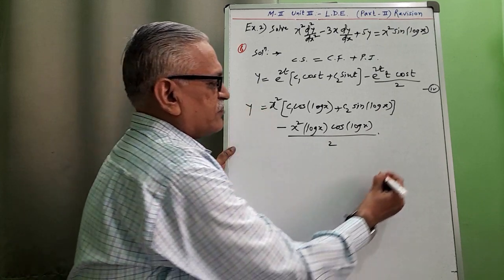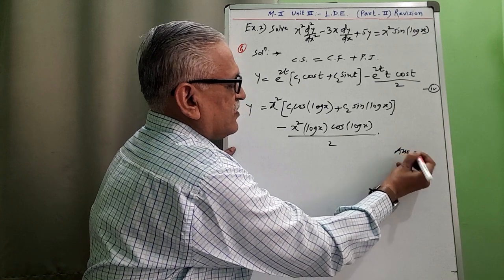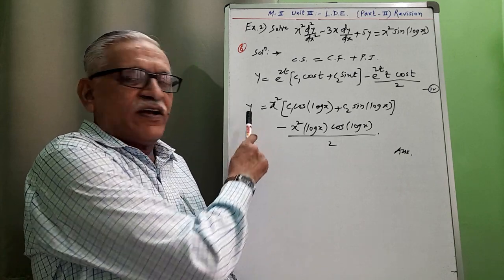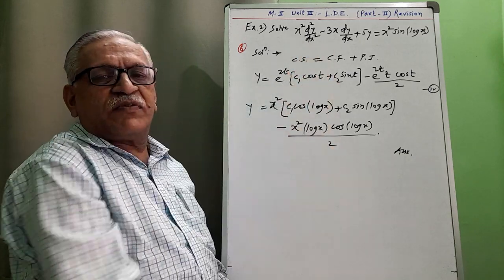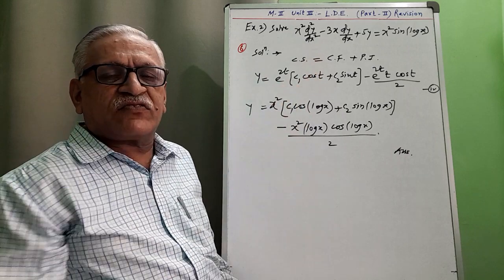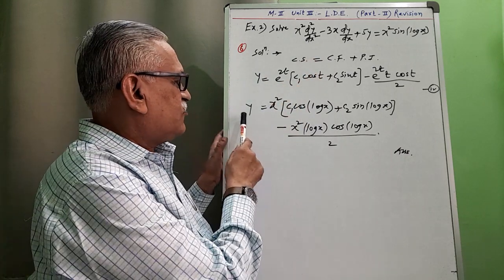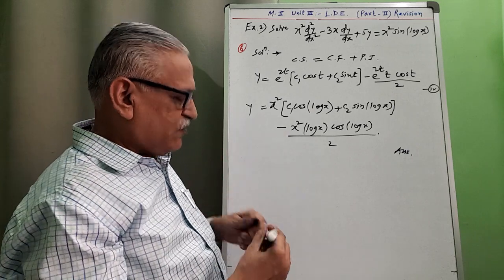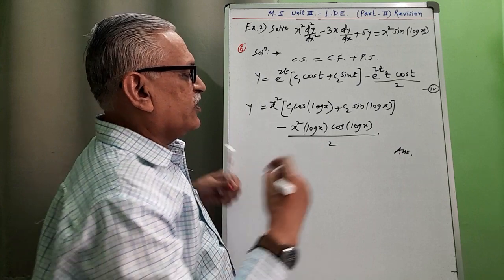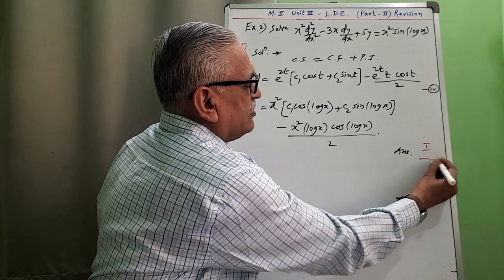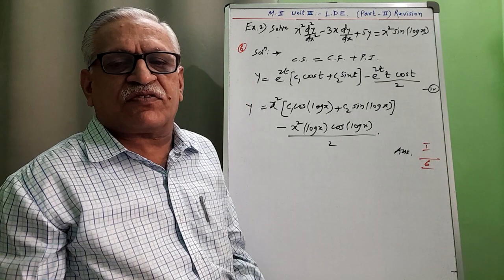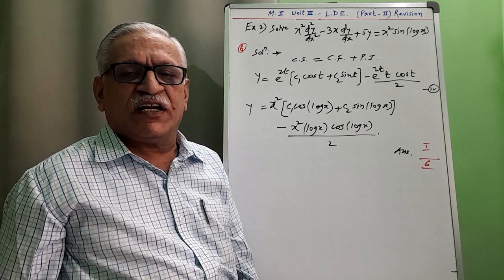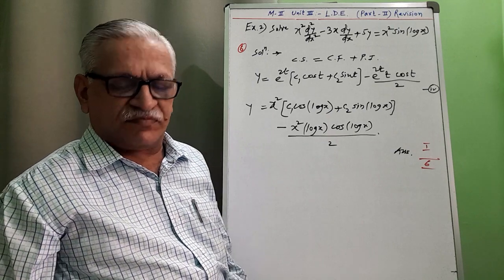This is the required answer or required solution. Always write down the final step or final solution in terms of original variables. Original variables are here y and x, y dependent, x independent. Therefore, this is the last step or the required answer. And for this step, you will get 1 mark. And if you combine all this, total 6 marks. This is the scheme of marking, approximately. It may vary by 1 or 2%.